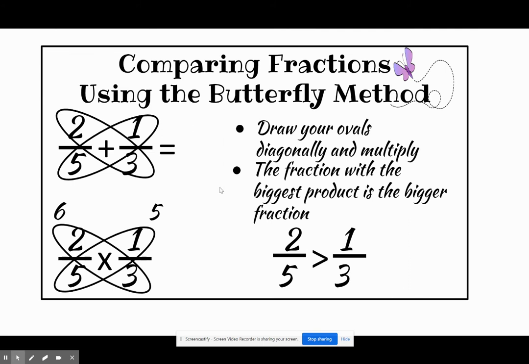The butterfly method, what a great way to compare numbers. Make your circle so it looks like a butterfly. Multiply the two numbers you've circled. So 3 times 2 is 6. 5 times 1 is 5. And you see that 6 is bigger than 5, so that greater than sign, I like to think of that as a mouth. That mouth is going to face the bigger number every time.